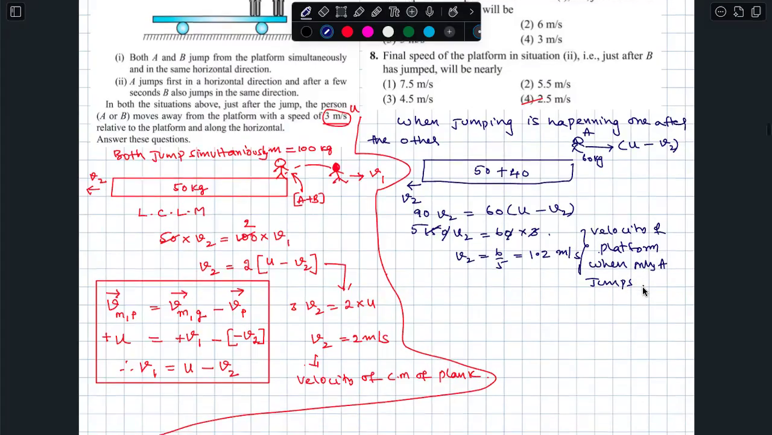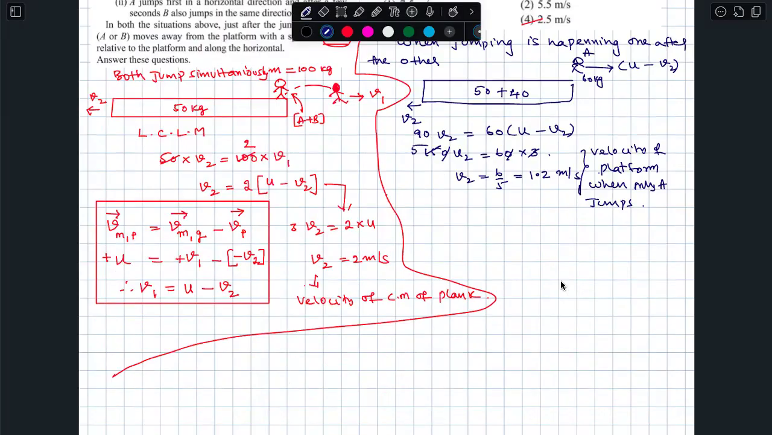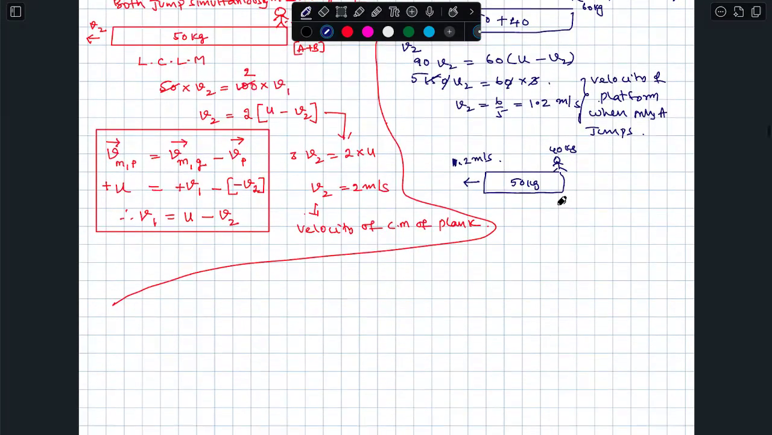Next question. The question is not completed. Now what happens next? Now what is your system? Platform plus B is your system. Now remember, what is your initial system? Platform 50 kg, B 40 kg, and both are moving in this direction with 1.2 meters per second. Now what is happening to this system now?